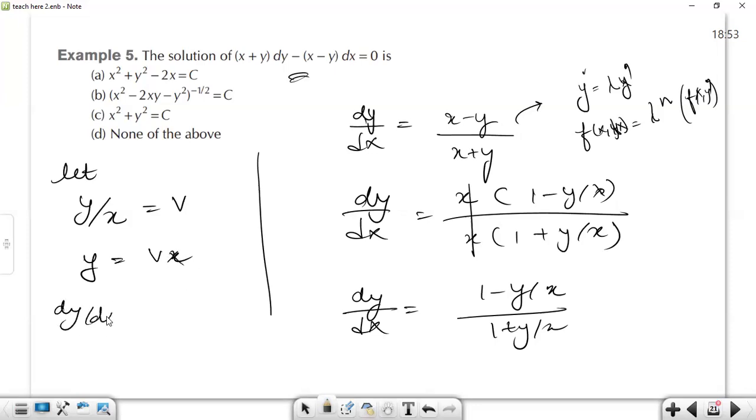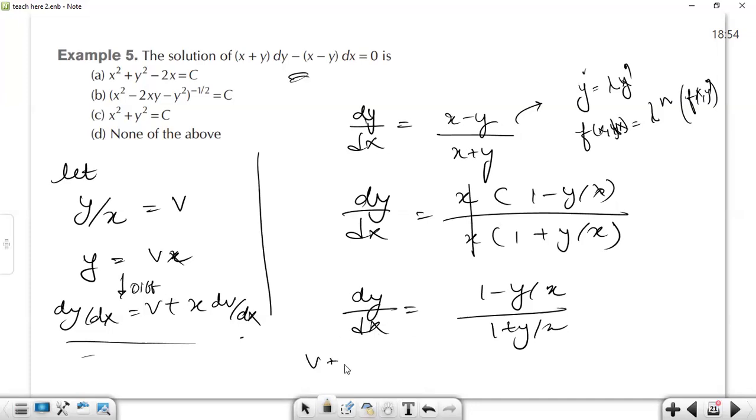After differentiation, it will become, right, using the product rule. Clear or not? If we take the first differentiation of this into v, differentiation of this is 1, then simply this x and differentiation of v is this. That's how we have written dy over dx, right? Yes.